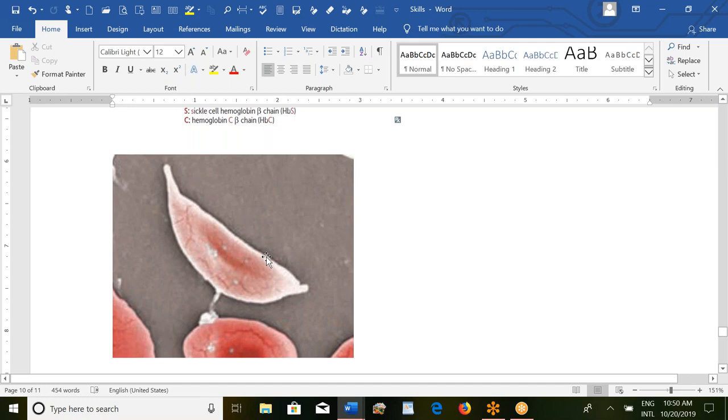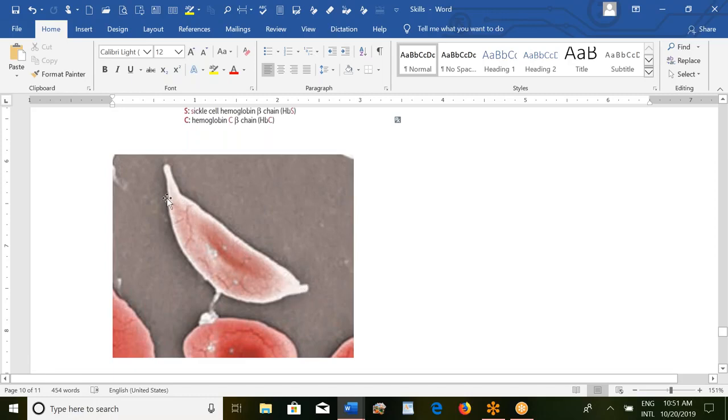So what type of disorder is this one? Hemoglobinopathy. What has gone wrong here? Glutamic acid has been replaced by another amino acid, which is called valine. So what happens? There is less oxygen saturation. This hemoglobin S will crystallize, and the cell will change its shape into a sickle.